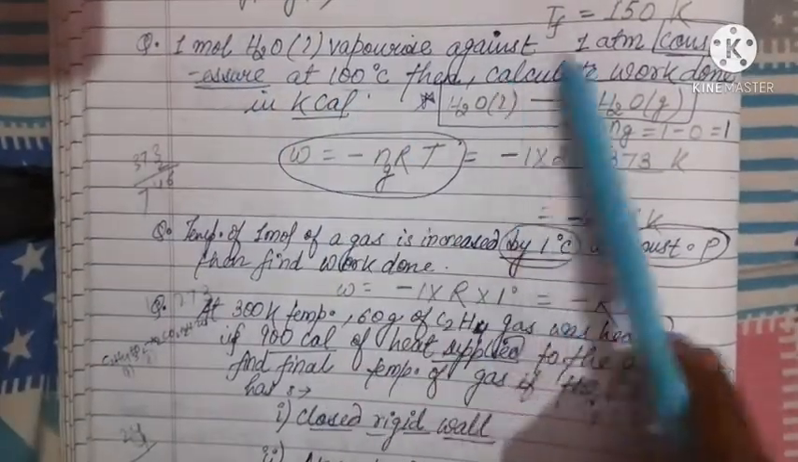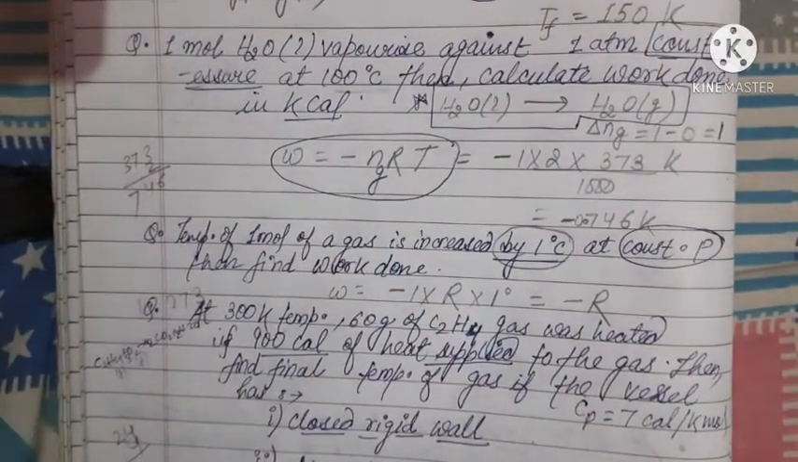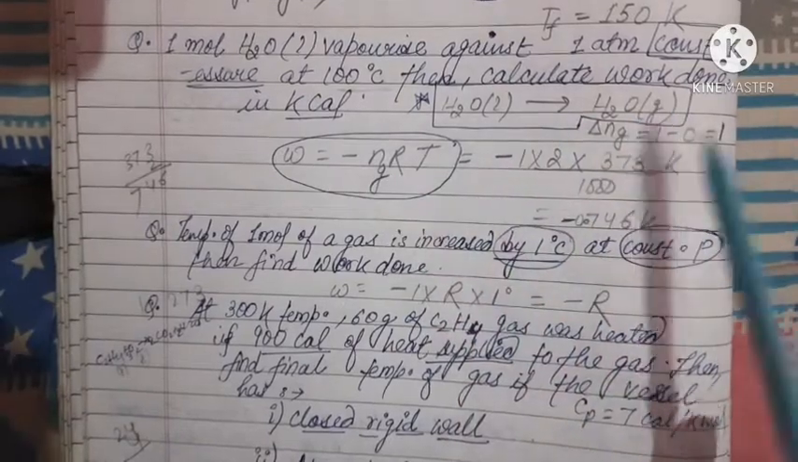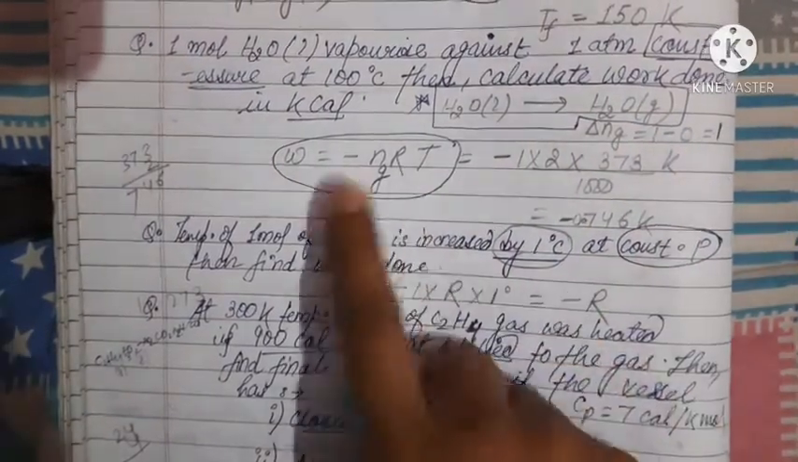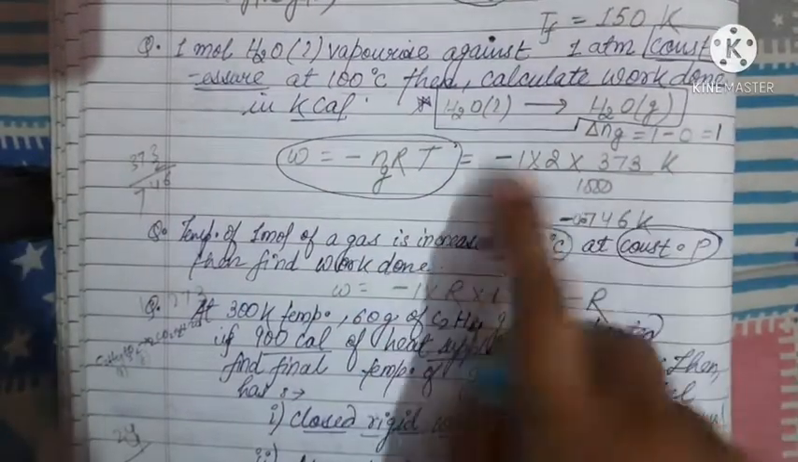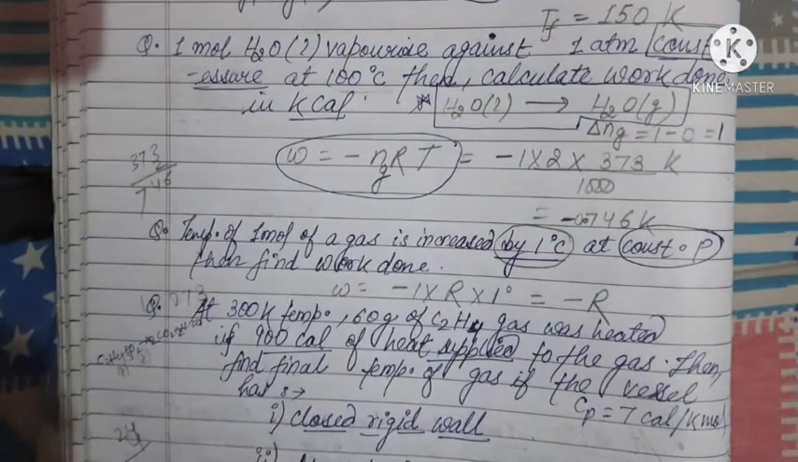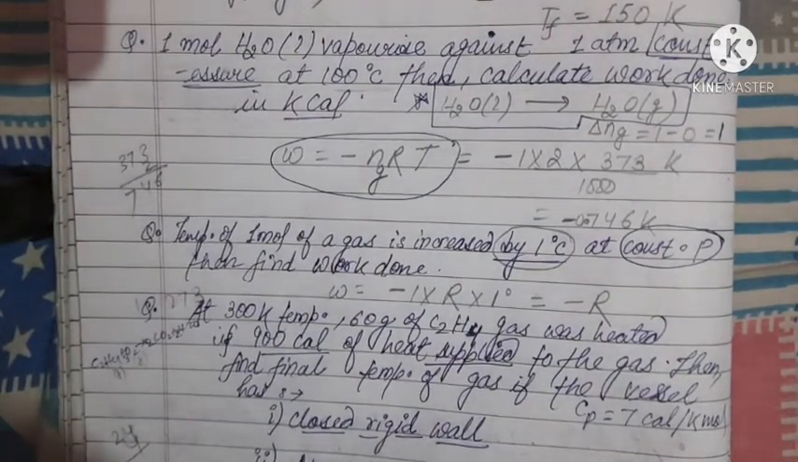H2O liquid vaporizes against 1 atm constant pressure at 100 degrees C. Then calculate work done in kilocal. H2O liquid is going into gas, so delta ng equal to 1 gas, 1 minus 0. So delta ng is 1, so W equal to minus ng RT, so minus 1 into R into T. Since in cal, the value of R is 2 cal per Kelvin per mole.